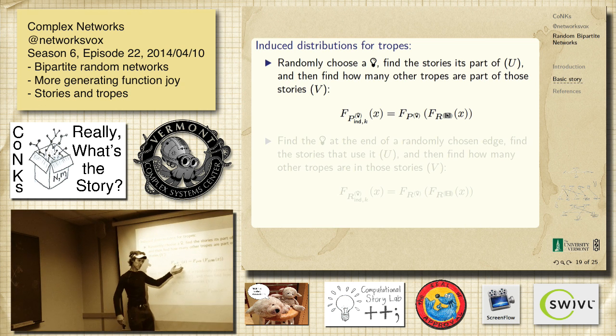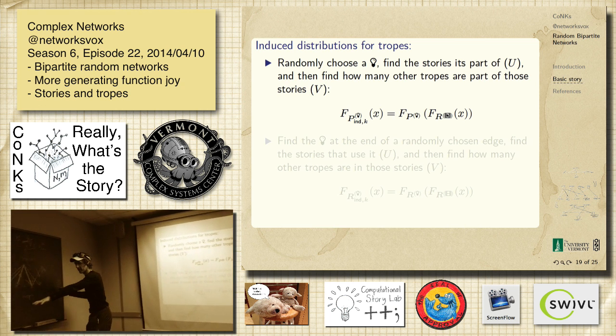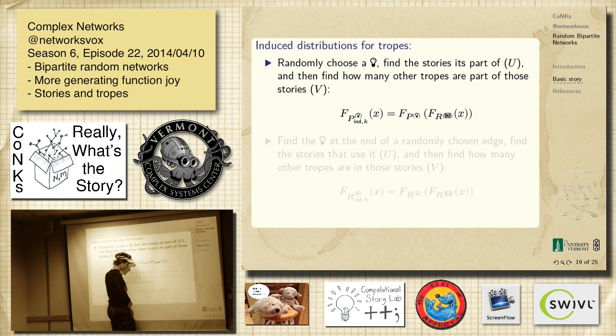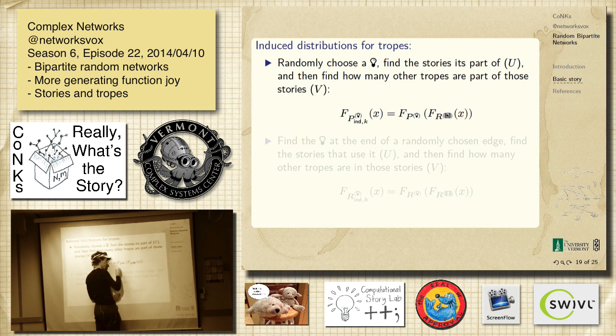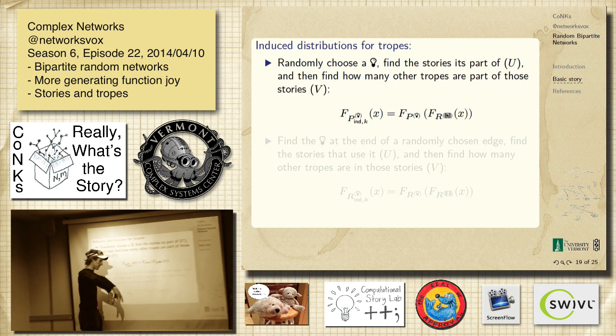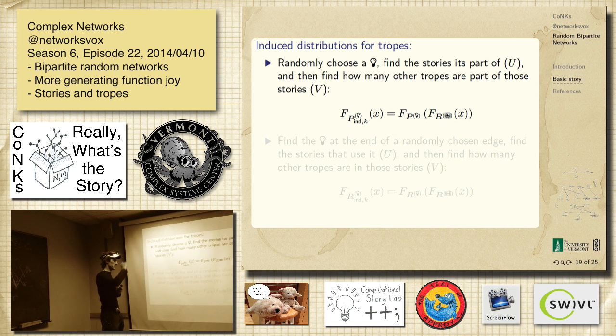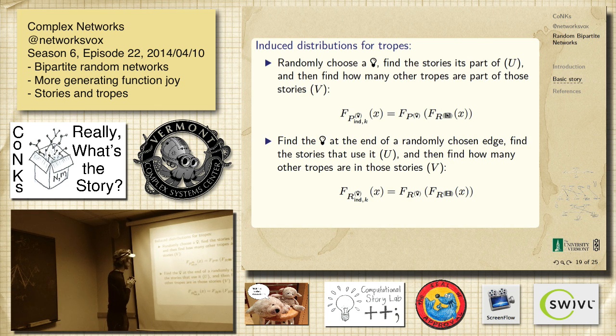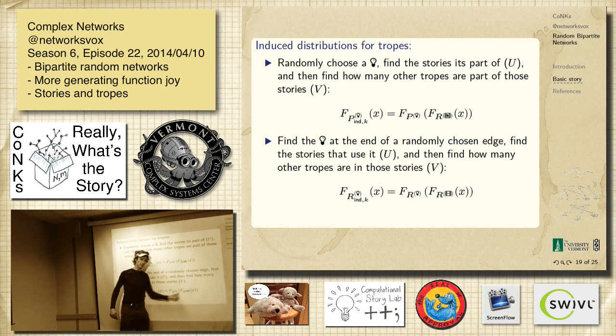If we look at the tropes down here, they have some degree distribution. The generating function for that is built out of, you're choosing from the tropes. So what's the number of stories they're involved with? And then for each story, what's the number of other tropes they're involved with? So you go from trope to story to trope. It's really trope to many stories and then to many tropes. And you add up all those guys. Pretty groovy.